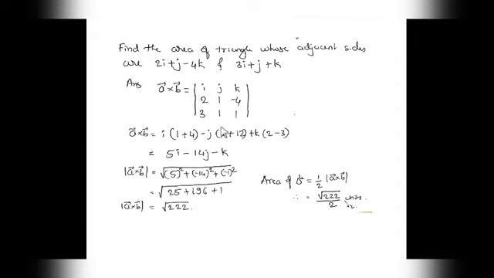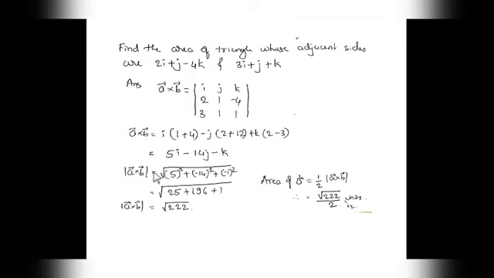Now I'll expand this determinant along the first row. i into 1 minus 4s are minus 4, hence it will become plus 4, minus j into 2 1s are 2, minus 3 minus 4s are minus 12, hence it will become plus 12, plus k into 2 1s are 2, minus 3 1s are 3. 1 plus 4 is 5i, minus 2 plus 12 is 14j, 2 minus 3 is minus 1 into k is minus k. Now we have to find out the magnitude of this.